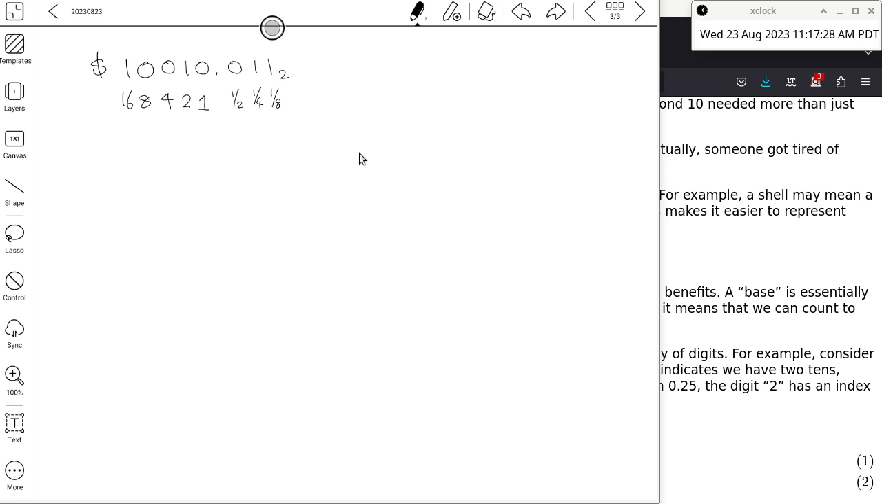So in this case, we have a 16, we have a 2, we have a 4th, and then we have an 8th. So these two add up to 18, these two add up to 0.375. So when you add up these two, we have 18.375. So now we can go the opposite way. Are there any questions about base conversion? In this case, very specifically, base 2 conversion.